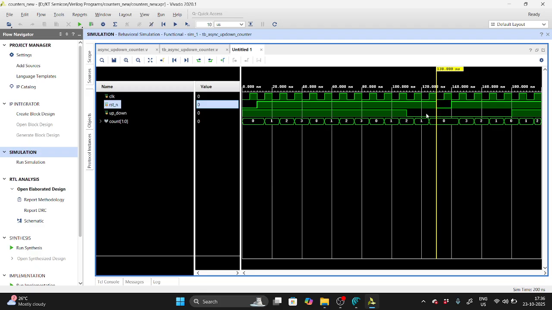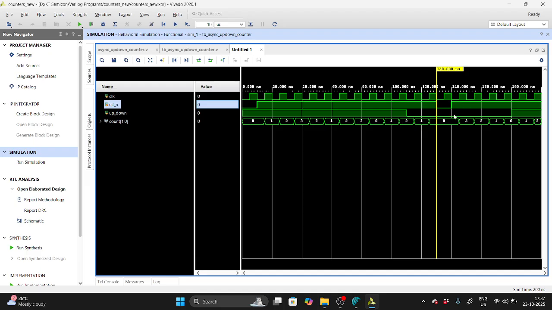So the reset applied is asynchronous. Irrespective of input and clock, it will force the output to 0 only. So here it is going from functional mode to reset mode. Again, when it goes from reset mode to functional mode, this is synchronous with the clock.